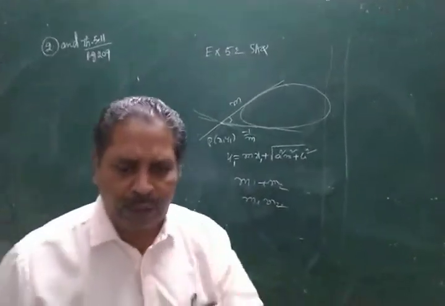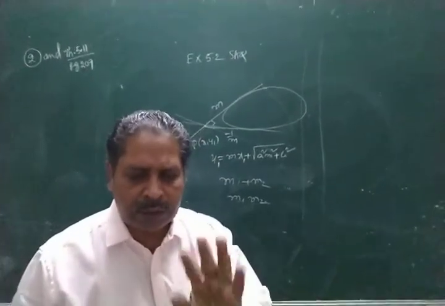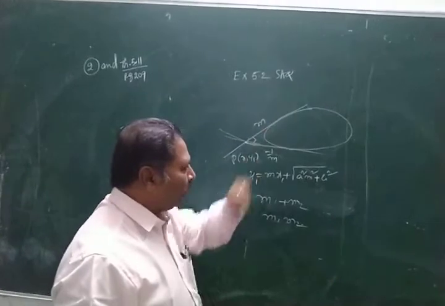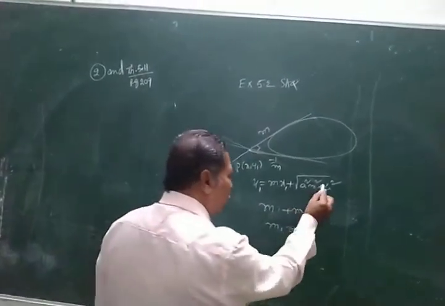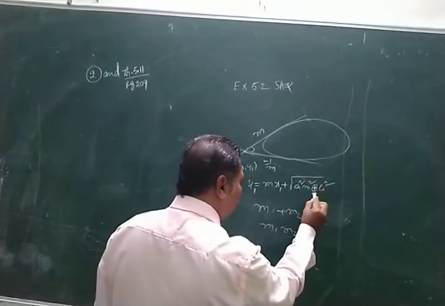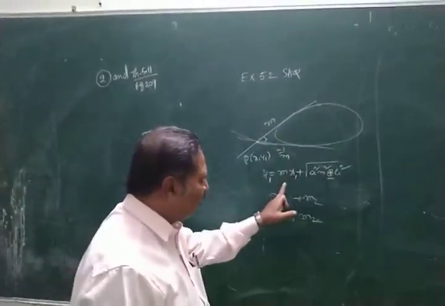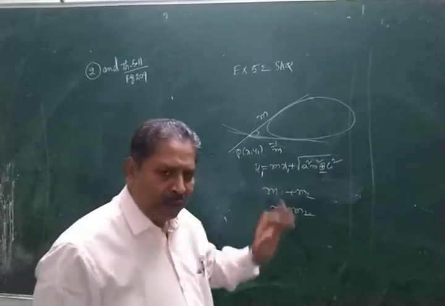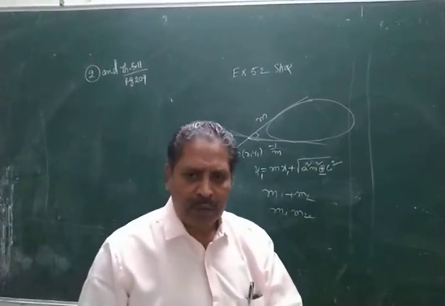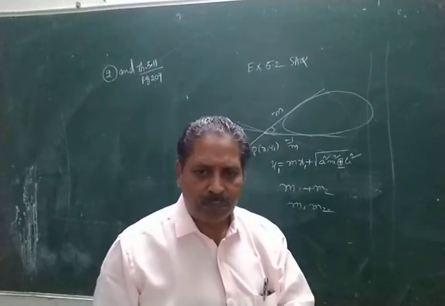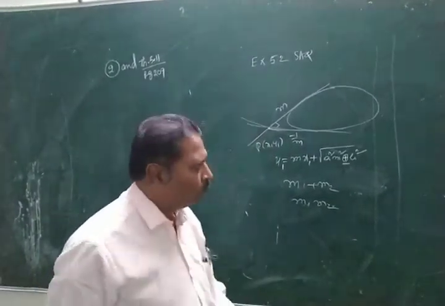In the same way, in this chapter, equation of the tangent in the slope form, only this one. Take this one into LHS. Next, squaring on both sides, we get the quadratic equation in m. Write the answer.